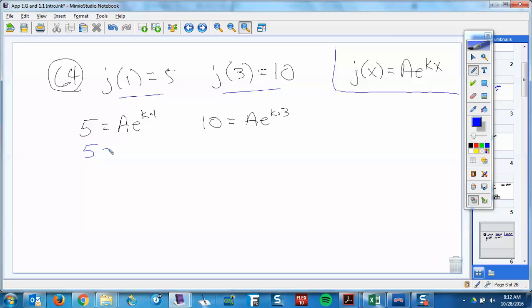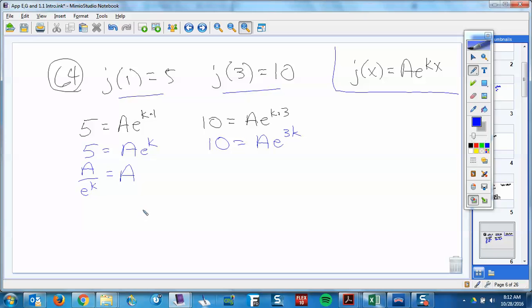Now I would rewrite this. Normally I would just write a e to the k, and this one a e to the 3k. Then it's just an algebra 1, algebra 2 thing, which is two equations, two unknowns. One of the most common techniques for that is substitution. So I would divide by e to the k on this one, which is pretty simple, and I get a over e to the k.